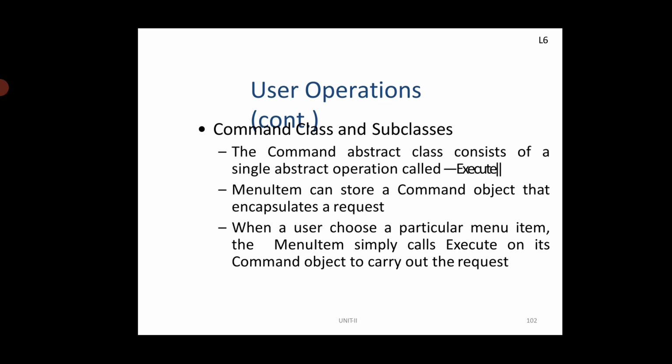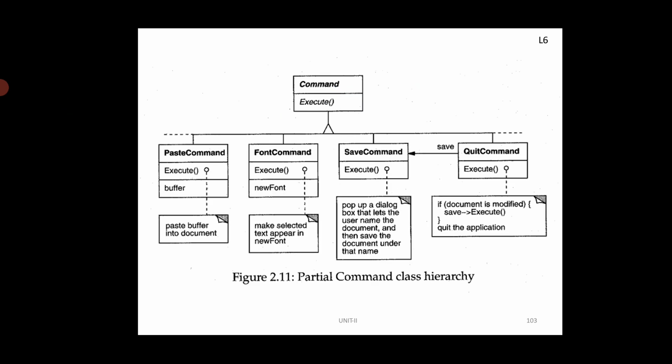Whenever a user chooses a particular menu item, the menu item simply calls execute on its command object. We want to carry out the request. Look at this diagram. What this diagram says is that some subclasses of command implement execute in different ways, because we need to fulfill different requests.